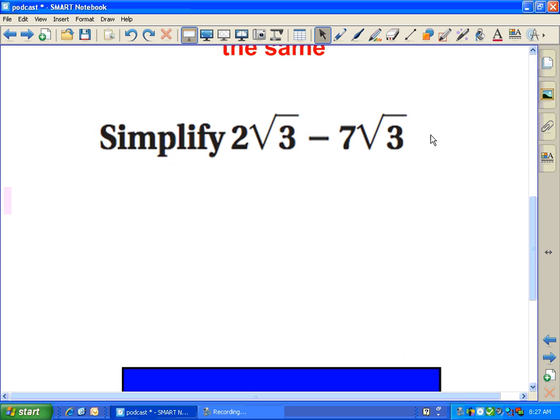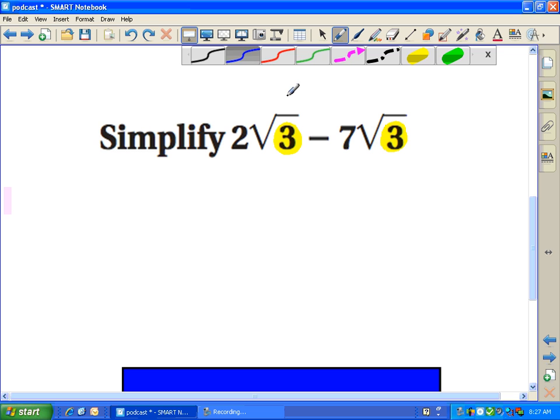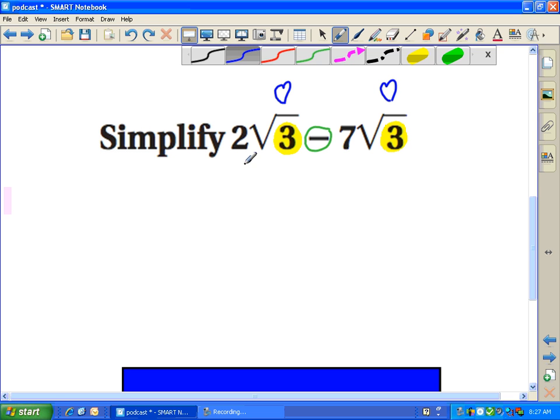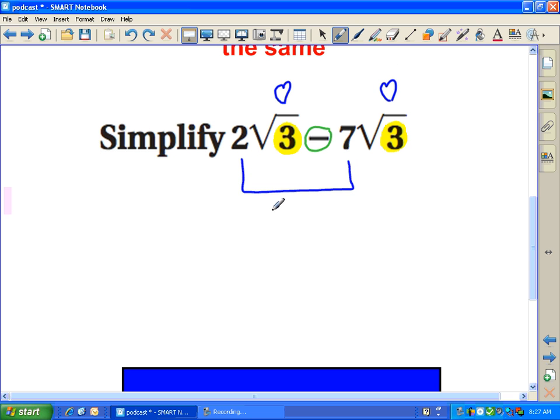Okay, let's take a look at a problem with subtraction. Like terms, they are both the square root of 3. So I can give both of them hearts. The problem asks me to subtract. I'm going to subtract my coefficients. So I have 2 minus 7. 2 minus 7 gives me a negative 5.